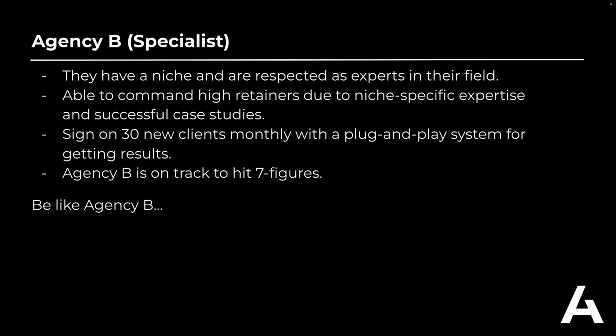Let's look at Agency B. They have a niche and are respected as experts in their field, able to command high retainers due to niche specific expertise and successful case studies. They sign on 30 new clients monthly with a plug and play system for getting results. Agency B is on track to hit 7 figures. Be like Agency B. Now, that's not to say down the line you can't go general. Eventually you can go general, but you need to niche up at the start.